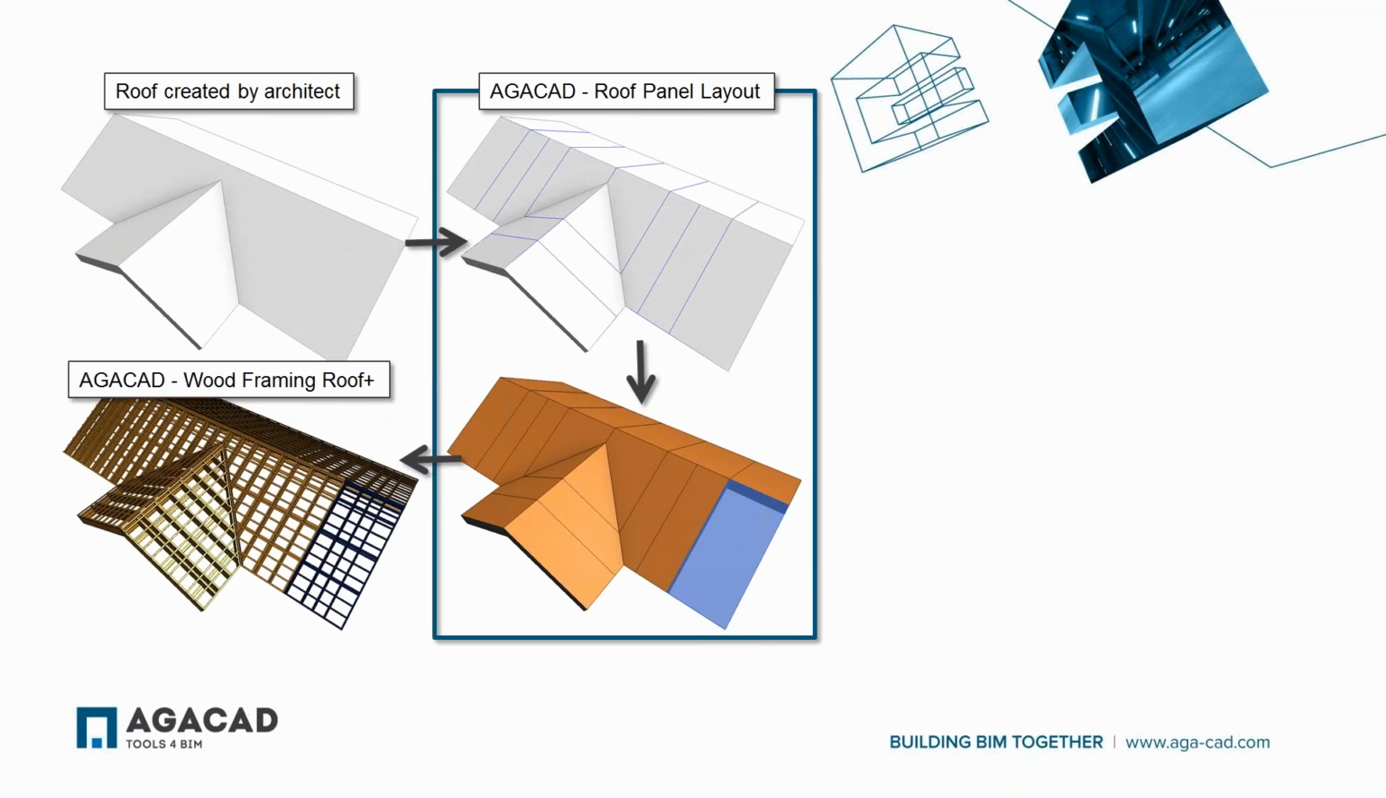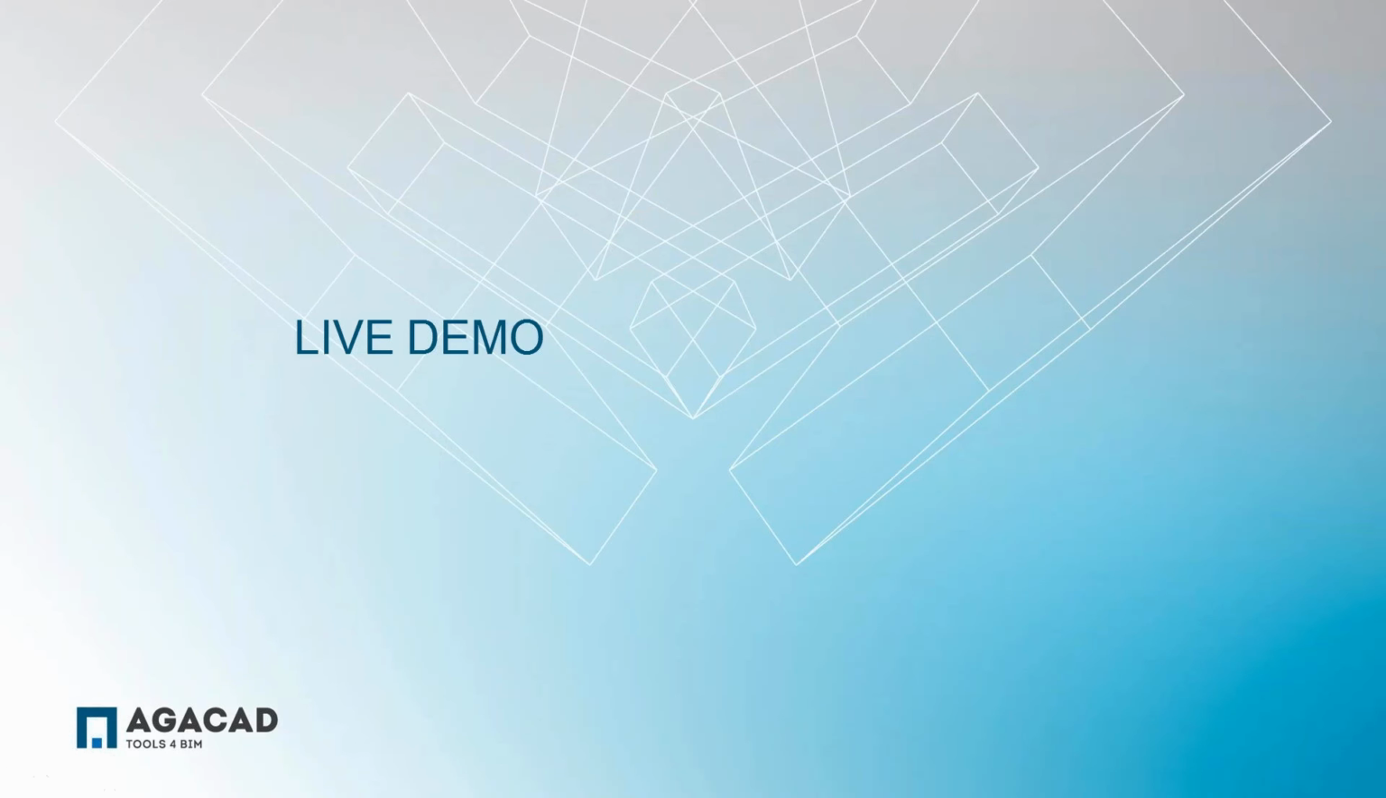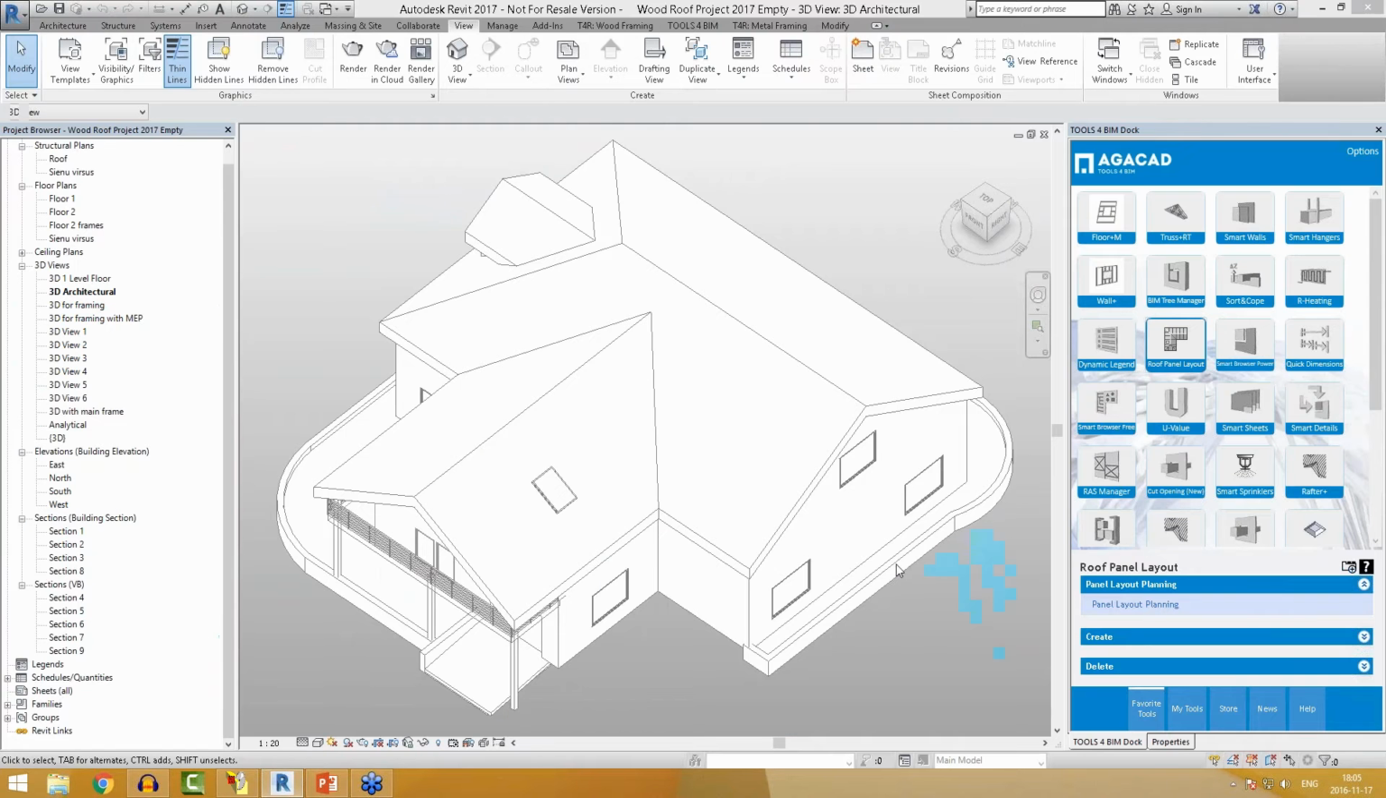Yeah, so this is the basic workflow. First we're going to start with the architectural roof, then we're going to make a planning, then we're going to split it physically using one product, and then we're going to frame it. Okay, so now let's go to Revit.